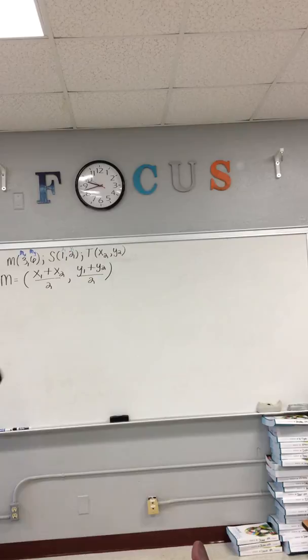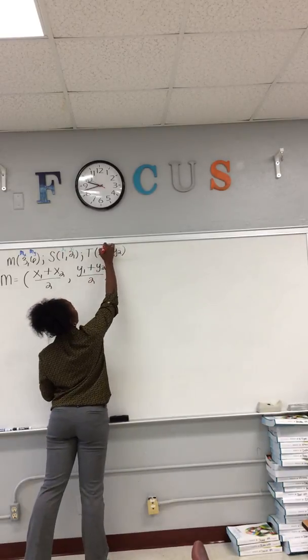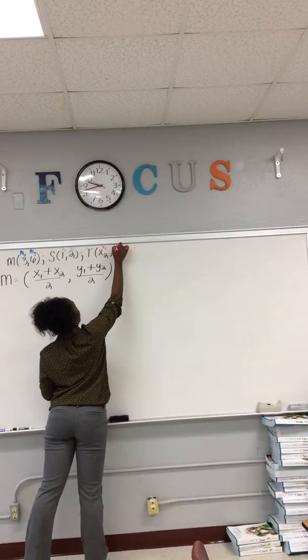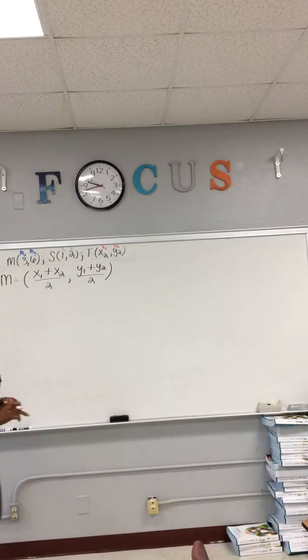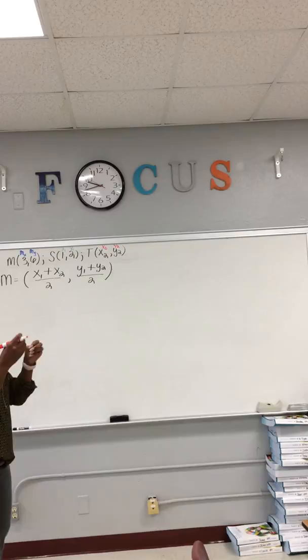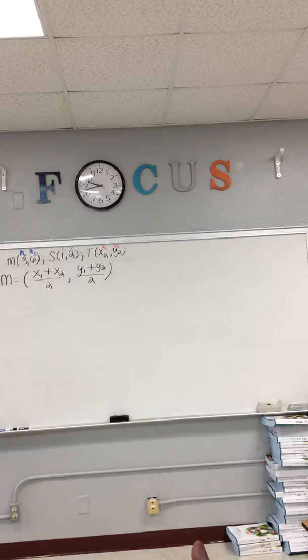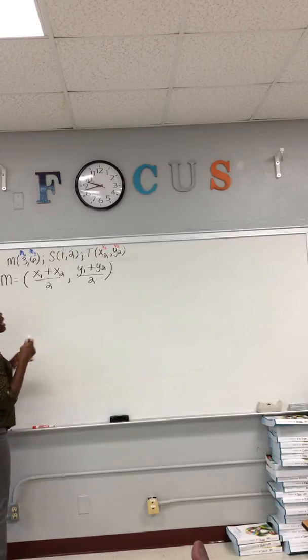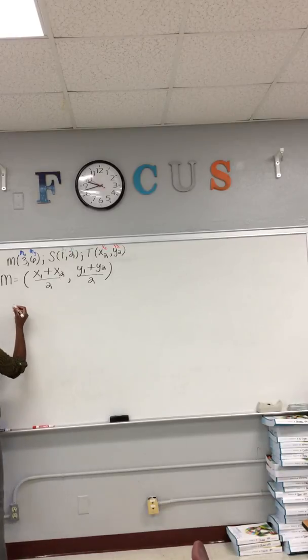And the last one is T. So I'm going to name that x2, y2, which is already labeled, but I'm going to label it again. Hopefully you can see my colors and how I have it all separated so that you can see what I'm going to exactly plug into the formula. So this is the formula that I want you to use. The formula that I want you to use for each coordinate is this.